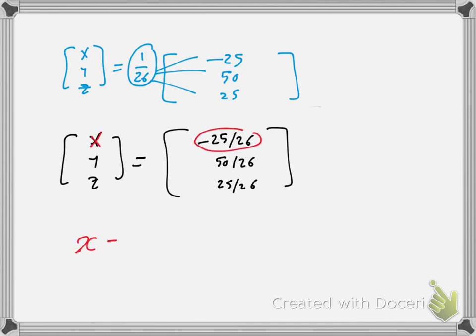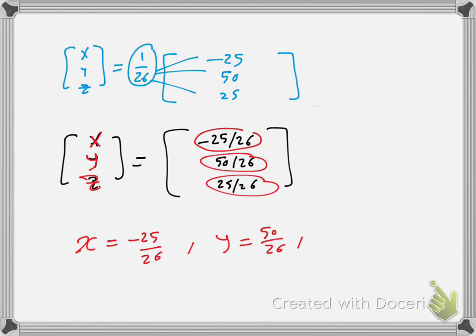Then the first number x equals the first value. Then x equals negative 25 by 26. And the second number y equals the second value. Then y equals 50 by 26. And the third value, z, equals the third value. Then z equals 25 by 26. Then here I have the solution.